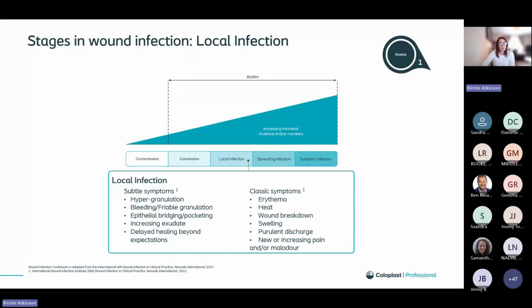The wound might have been looking okay and on a healing trajectory when you saw it last, but it's now starting to break down. There might be increased exudate, and they might start to be experiencing some pain, or the tissue might be starting to bleed when you're doing wound preparation, and there might be an odour as well.